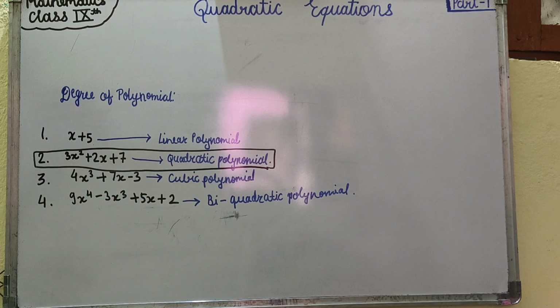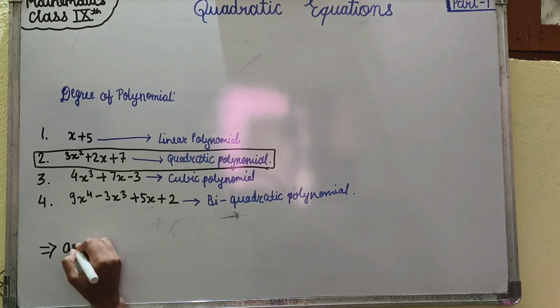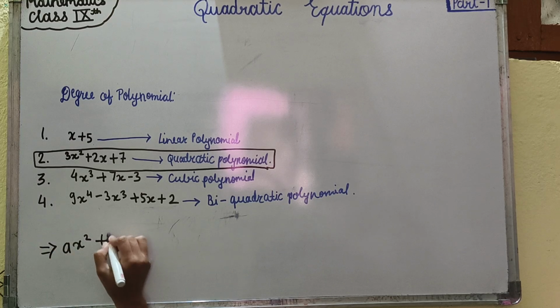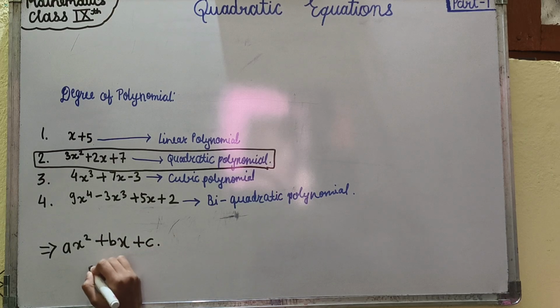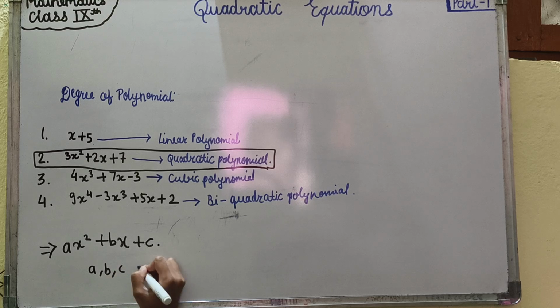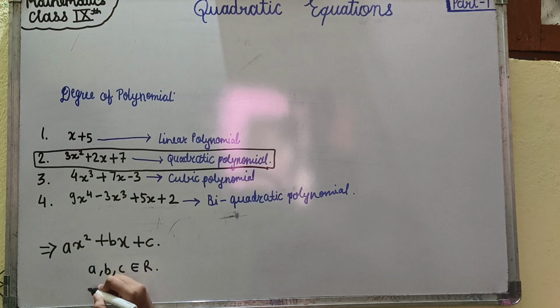General form of a quadratic polynomial is ax square plus bx plus c, where a, b, c are real numbers. They can be irrational or rational, and a is not equal to 0. This a should not be equal to 0.